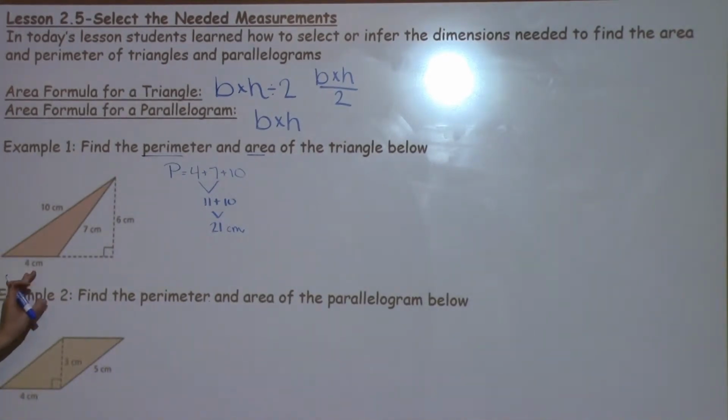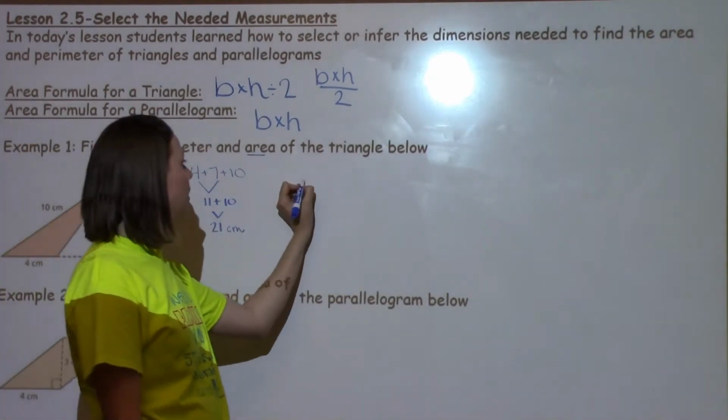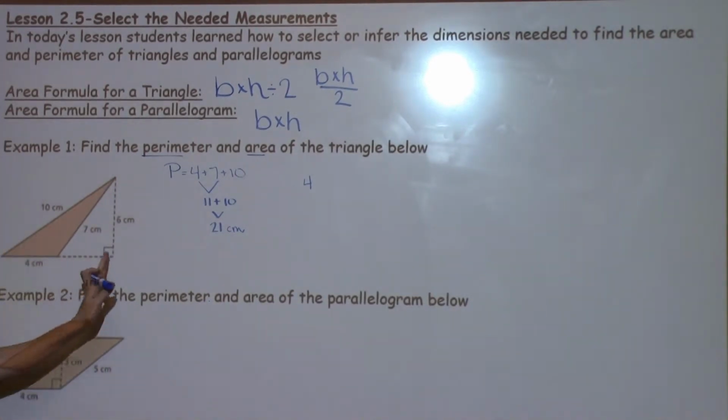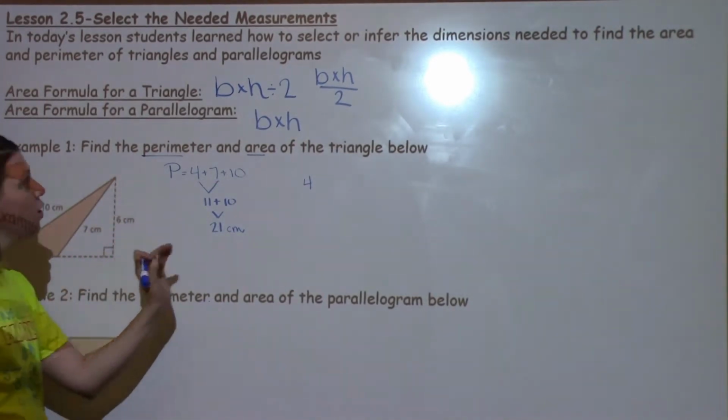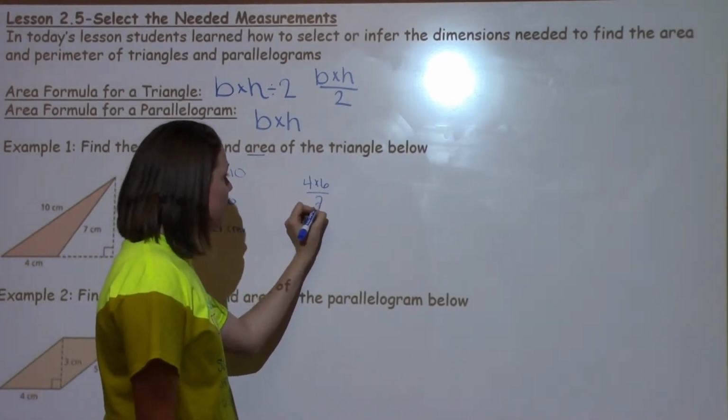Now to find the area of the triangle, I'm going to use the formula base times height divided by 2. My base is 4, and now this is where I have to use these other numbers. I need to find the height. The height in this case is going to be the 6. So I need to take 4 times 6 divided by 2.